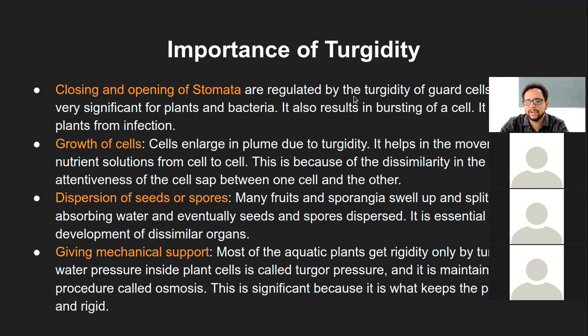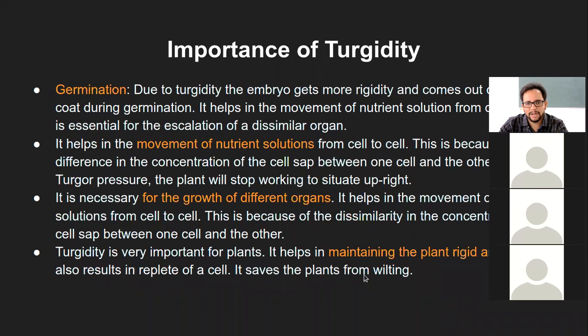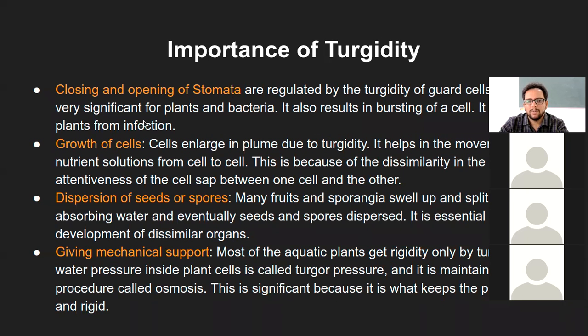We had looked at a few of the factors important in turgidity, that is closing and opening of the stomata. I hope you remember the stomatal structure. These were the two guard cells that are present, and the opening is called the stomata. When the guard cells are turgid, the stomata is open. When the guard cells are flaccid, the stomata is closed because there is no opening. So that is opening and closing of stomata.